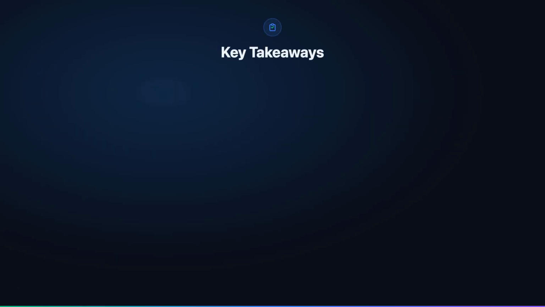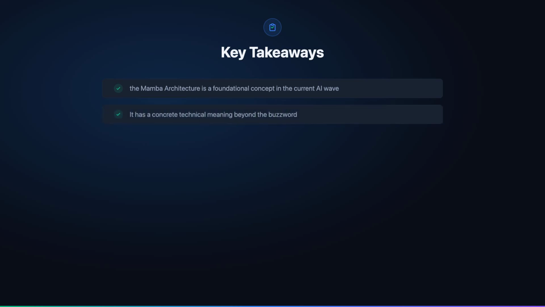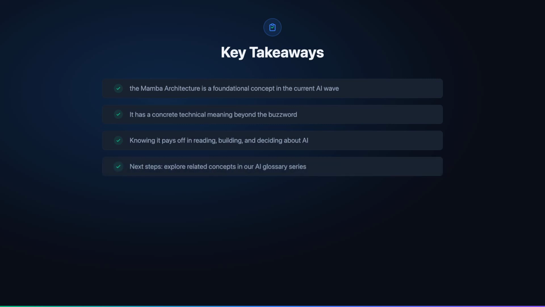Let's recap the key takeaways on the Mamba architecture and what to do next. The Mamba architecture is one of the foundational concepts shaping the current AI wave. It has a concrete technical meaning beyond the marketing, and that meaning is worth learning. Knowing it pays off when you read AI content, build AI products, or make decisions about AI investments. A natural next step is to explore the related concepts in our AI Glossary series, where each term gets the same treatment.